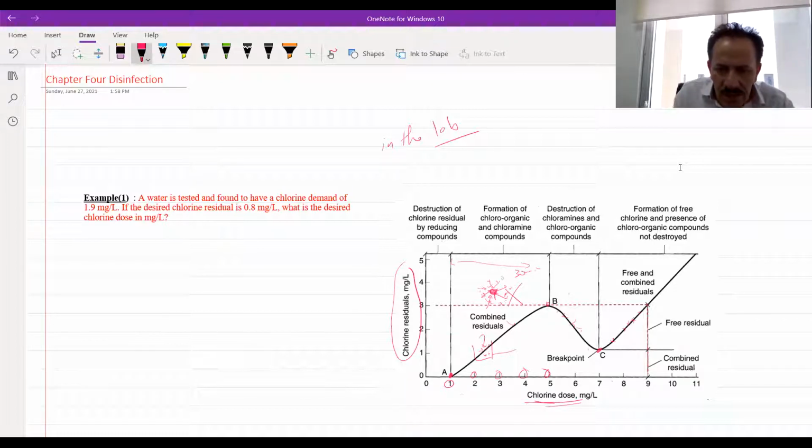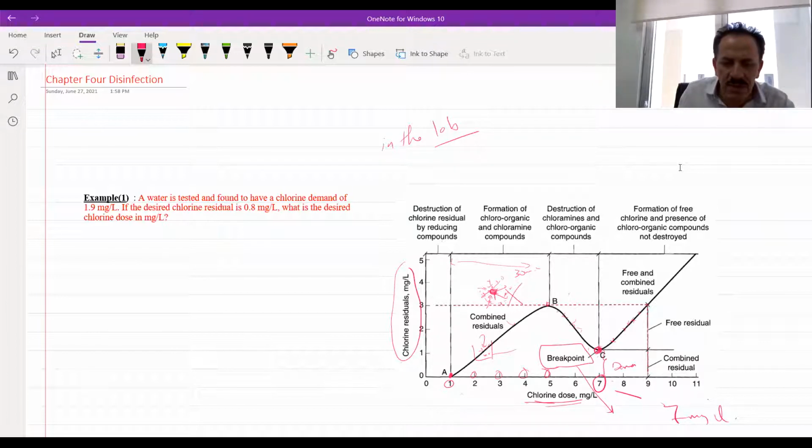Now, look at this curve. This is a spoon curve. What we have here, this point is called the break-even point. Break point is the point that is needed. It means that, for example, in this case, we have to add 7 milligram per liter. Why do we have to add 7 milligram per liter? Because there was demand. This is the demand.